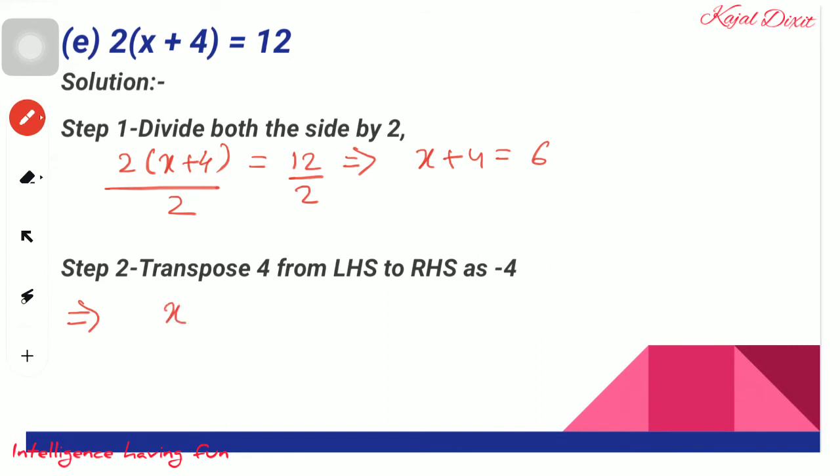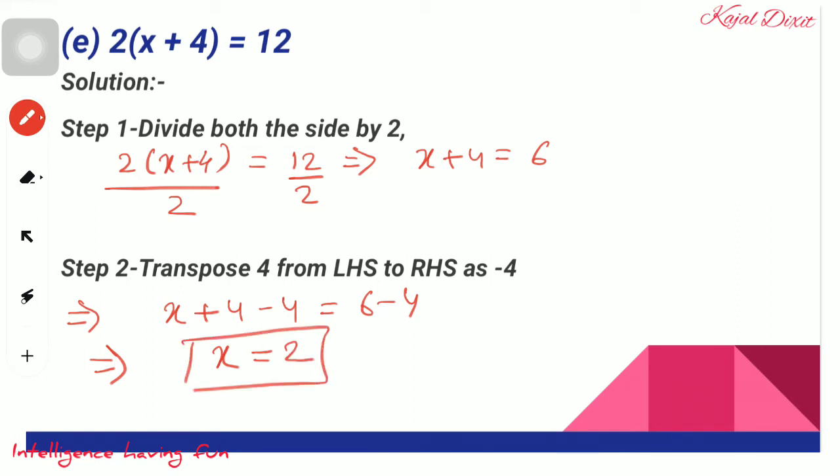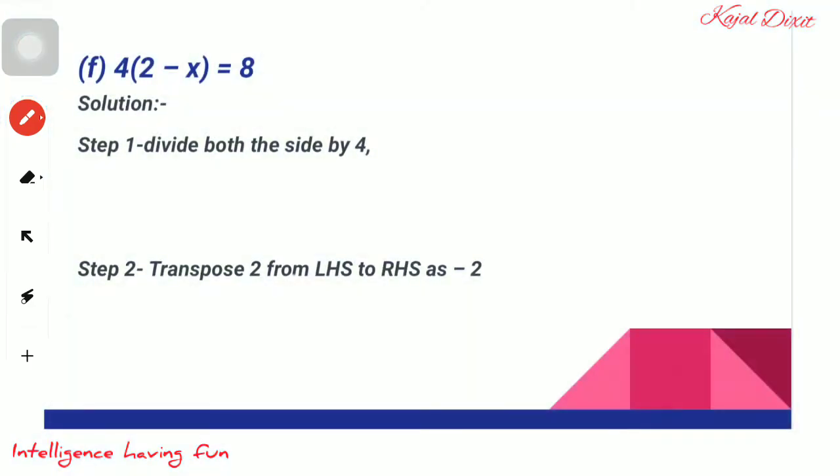So we will have x plus 4 minus 4 is equal to 6 minus 4. So from here we will have the final equation as x is equal to 2, which is the solution of the given equation. Let us solve another similar question.